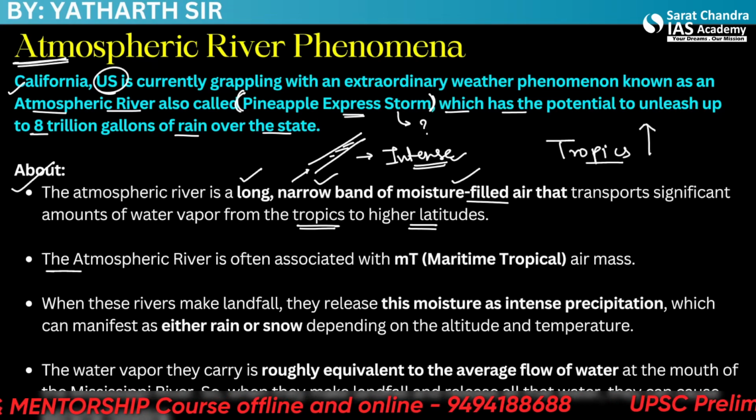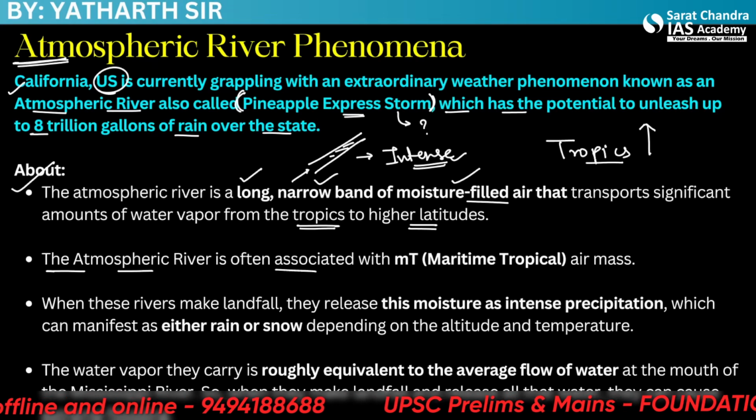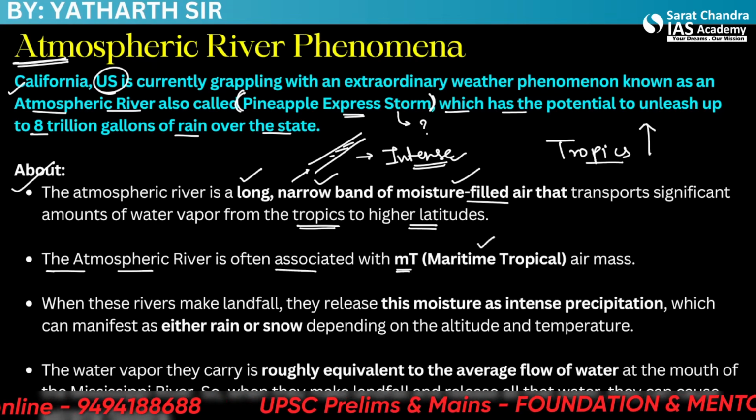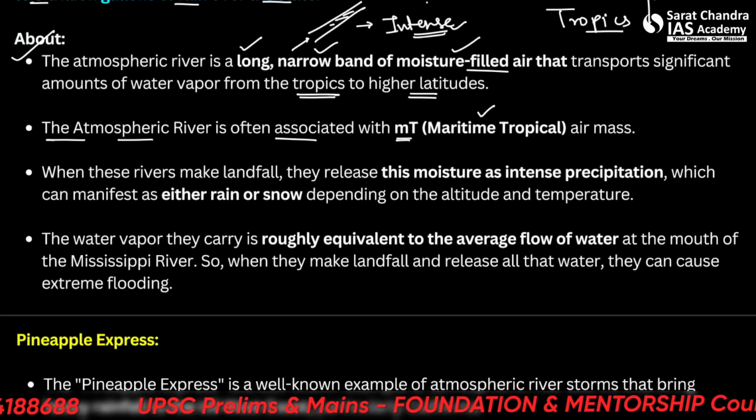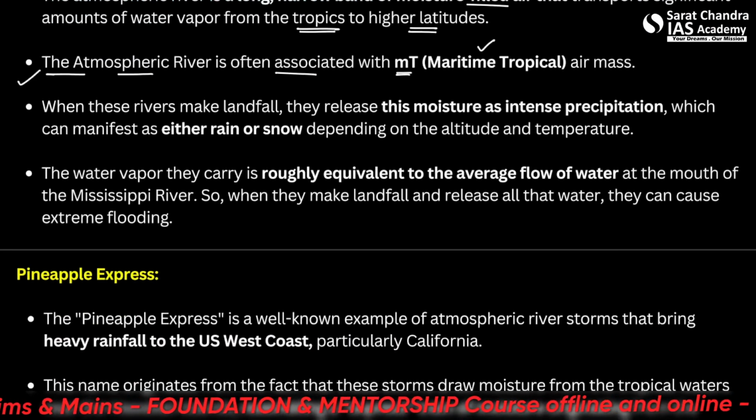All right. The atmospheric river is often associated with a certain type of air mass system, that is mT or maritime tropical air mass. So you can make three statements in the prelims question. Please be aware that such types of statements can appear.